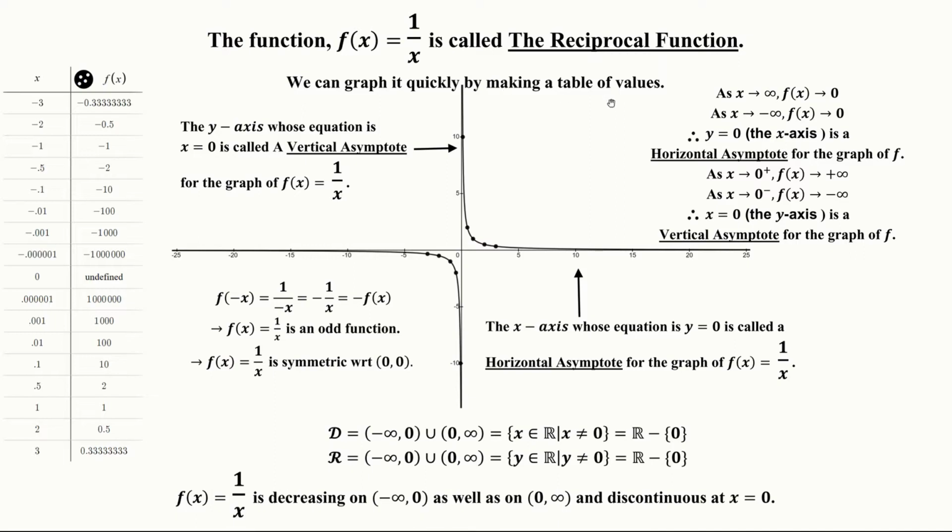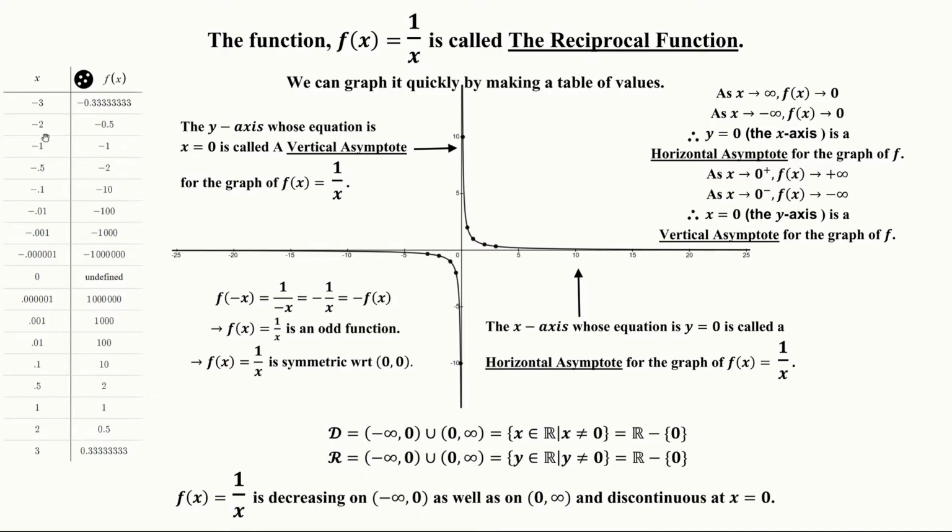We can graph it quickly by making a table of values, as you can see here. I've put in several values where, notice, we're slowly approaching the point where the function becomes undefined. Of course, this function here is going to be undefined when x is 0, because that's where the denominator is 0 and 1 over 0 is undefined.